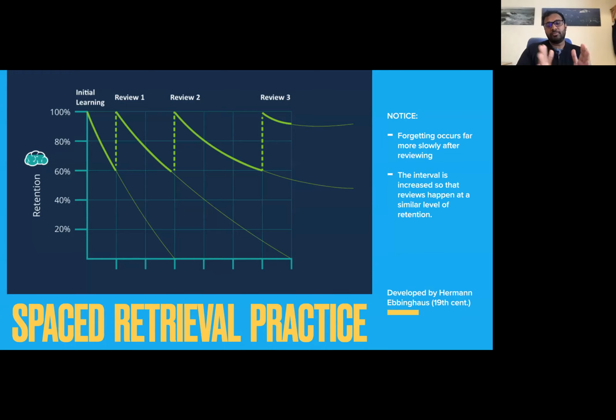Also, the interval between each review is most effective if it is increased, so that it's embedded in the students' long-term memory. Now, all of this is based on about two centuries of research. And it's been proven to be effective by both educators and psychologists. And we can really use this in our lesson plans to improve retention.